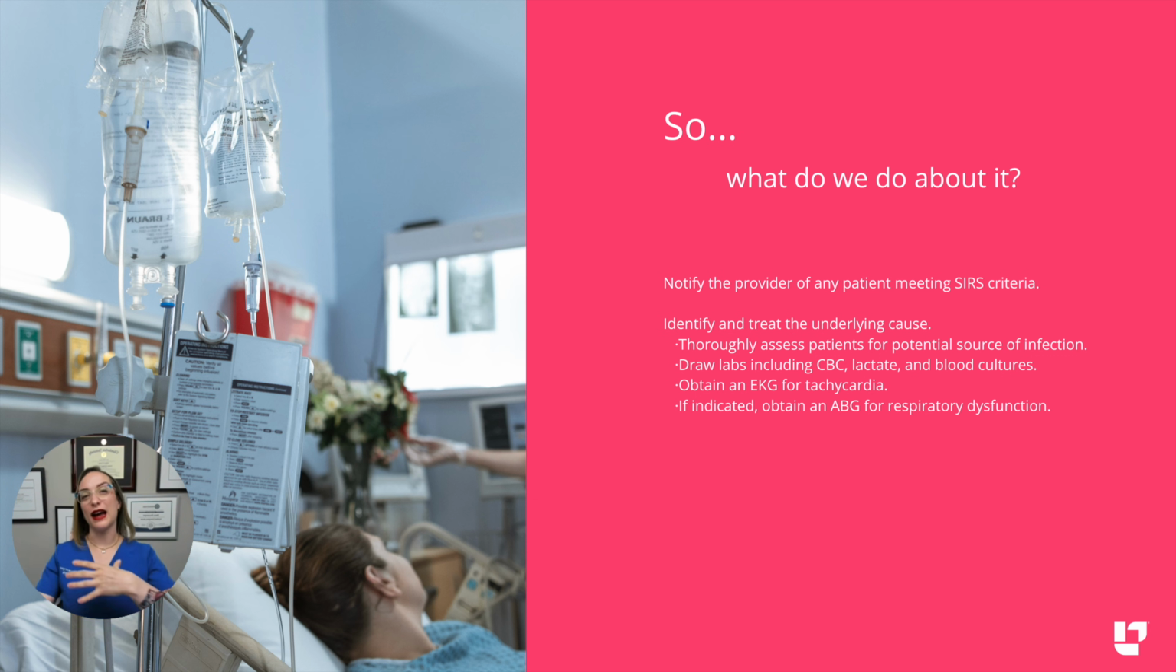Okay, I'm now thinking that we could have a pulmonary source of infection. So maybe we need to get an ABG and order a chest X-ray and all of those sorts of things. Maybe we can't really identify a source of infection, but we still need to be drawing labs. So if you have a patient who meets SIRS criteria, I want you to notify the provider and then start assessing, collecting that data. So I'm going to draw labs, specifically CBC, BMP, lactate is a big one, and we'll talk about that in a minute, and blood cultures, or whatever I think is appropriate.